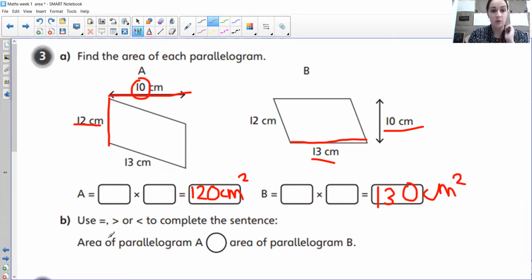Okay then, which way round would it be? Are they the same? Is one more than or is one less than? Well, B is bigger, so your more than sign would go like this. Right, well done. I know that wasn't easy, but hopefully you've given that a good go and we will carry this on next week. Right, well done.